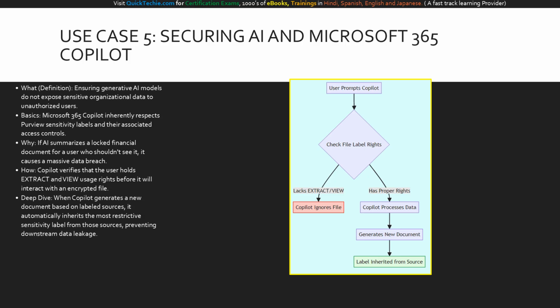This flow perfectly demonstrates Copilot's security boundaries. The user prompts Copilot to analyze a dataset. Copilot instantly hits the Check File Label Rights gateway. If the user lacks extract or view rights for that specific label, the system branches left and Copilot completely ignores the file, protecting the data. If the user has proper rights, Copilot processes the data and generates a new document. Crucially, the process ends with the new document automatically inheriting the label from the source. AI productivity is achieved without sacrificing governance.